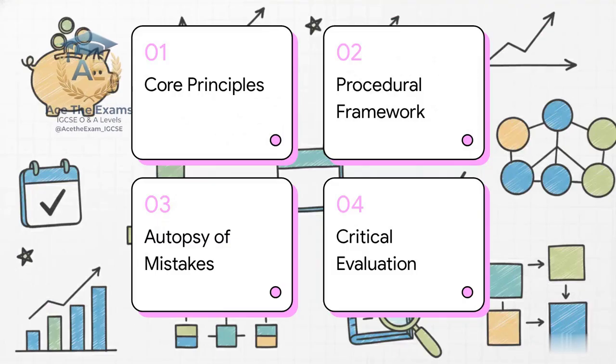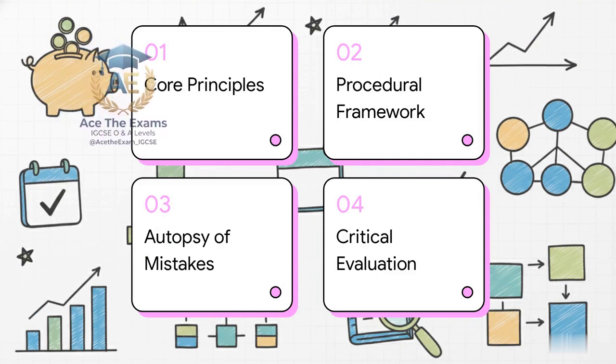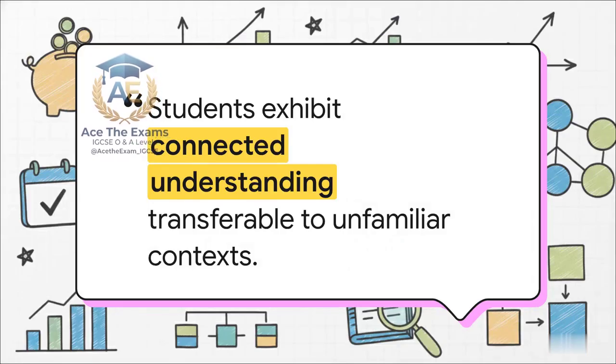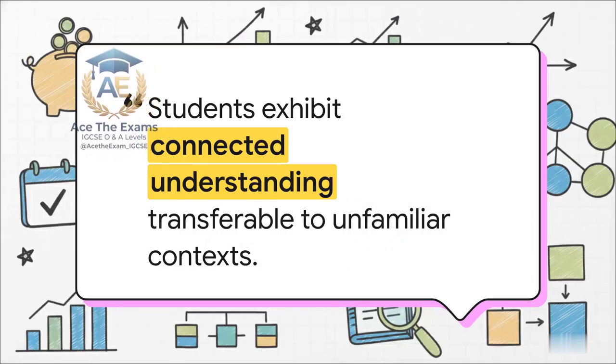Here is our case dossier for today. We'll hit the core principles, map out the procedural framework, do an autopsy on common mistakes, and finish up with critical evaluation. Okay, Phase 1, Core Principles and Theory. Let's get our foundational facts straight. Right off the bat, the syllabus provides our very first major clue.